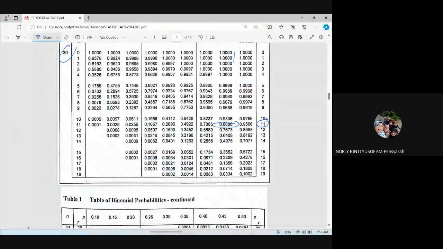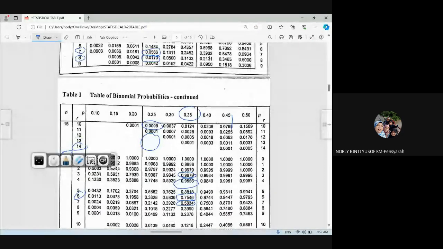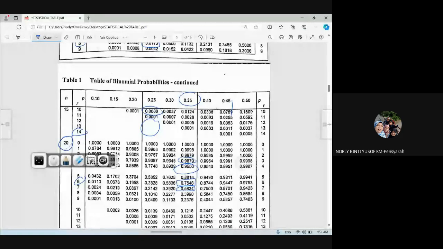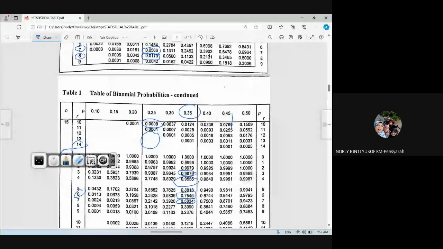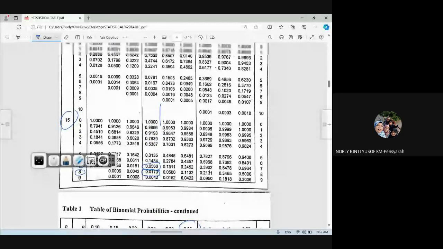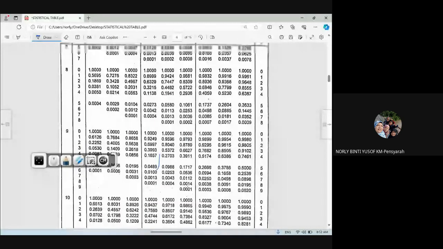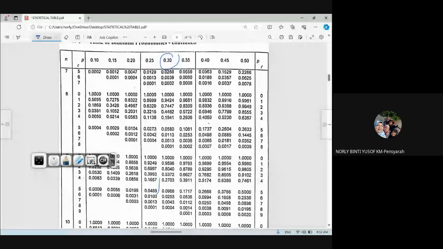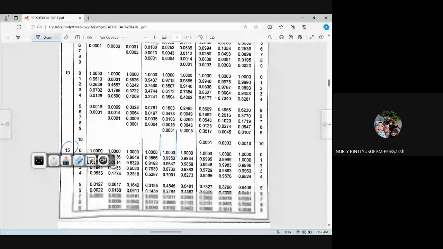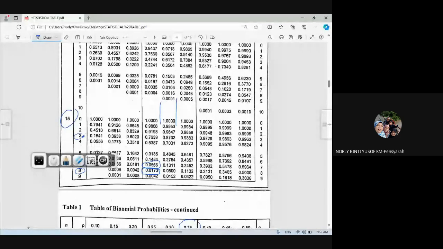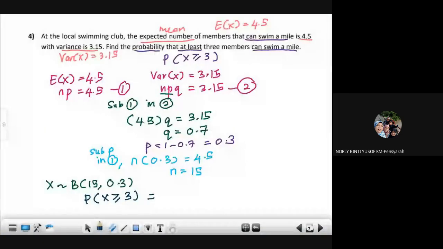So kita tengok table 0.3. Lepas tu you punya N adalah 15. Inilah 0.3, N 15. 0.3 ni lah 0.3. So line dia kat sini tadi. So N15. Lepas tu you nak R3. So R3 kat sini. So sini 0.8732. So masukkan. That will be your answers. That is the probability at least 3 member can swim a mile.